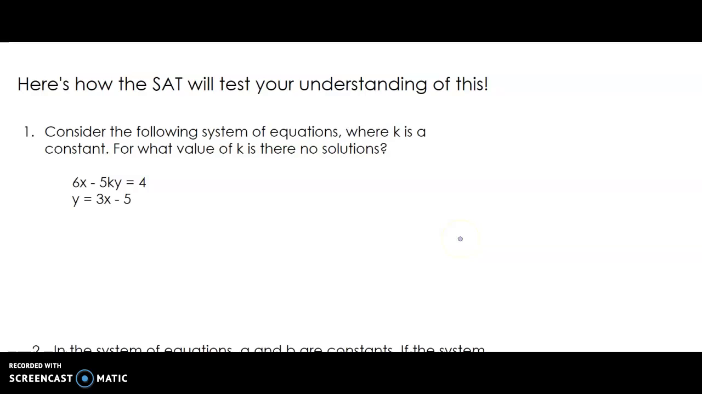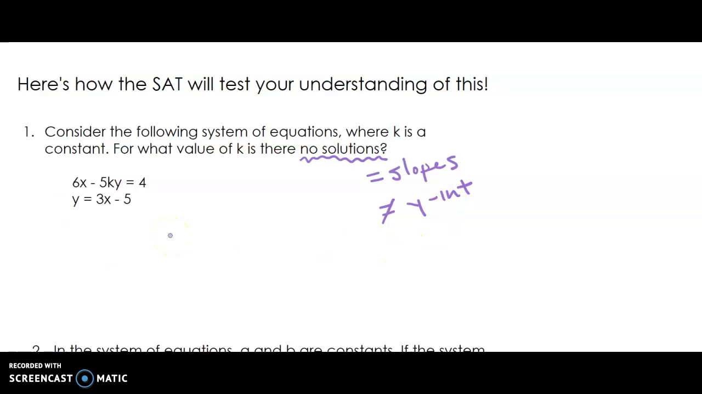Okay, so let's try a few problems that show us how the SAT might test our understanding of solution possibilities. When we're looking at number 1, it gives us a system of equations with a constant k, and it's asking us what value of k there is no solution for this system. And that is really where we are trying to focus our attention, because if we remember from the notes we just took, a system that has no solutions has two equations with the same or equal slopes, but different y-intercepts. So y-intercepts that are not equal.